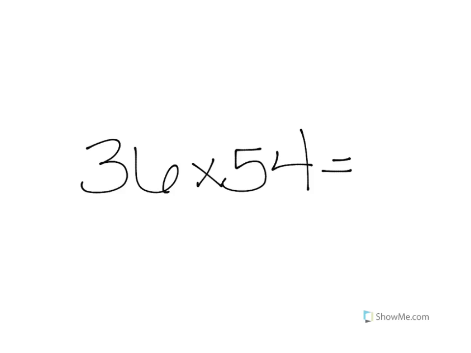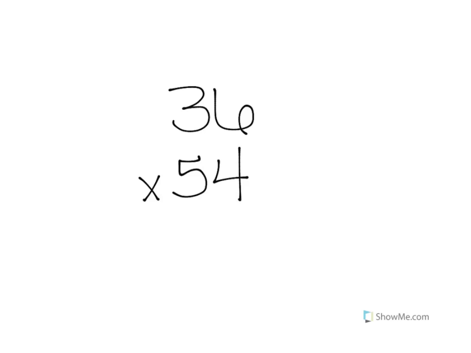So if you're given a problem that looks like this, you're going to want to, number one, rewrite the problem like this. And I could have put the 54 on top. I will get the same exact answer either way. Now that I have the problem set up, I can actually start multiplying.